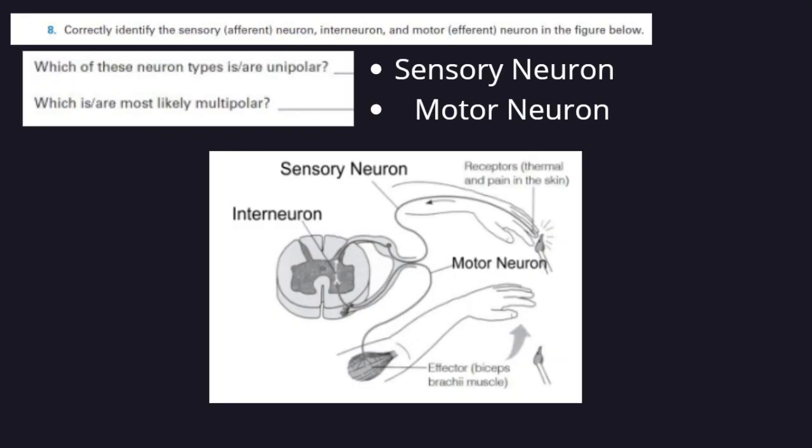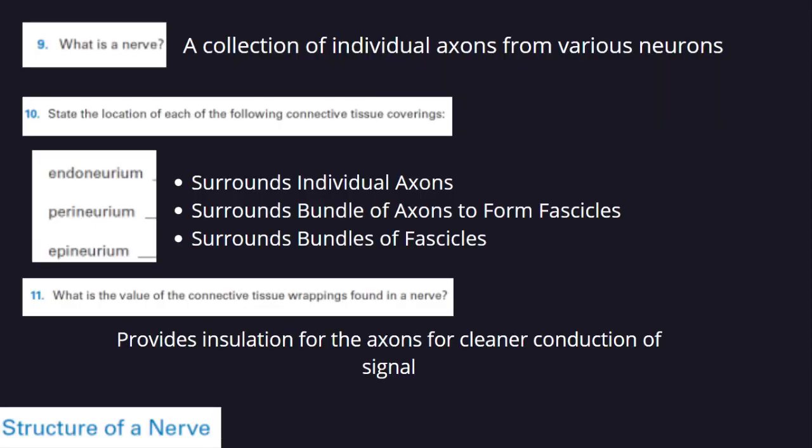Number 8. Correctly identify the sensory afferent neuron, interneuron, and motor neuron in the figure below. Which of these neuron types is or are unipolar? Our answer is sensory neuron. Which is the most likely multipolar? Our answer is motor neuron. Number 9. What is a nerve? A collection of individual axons from various neurons.